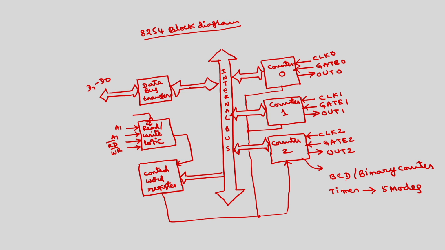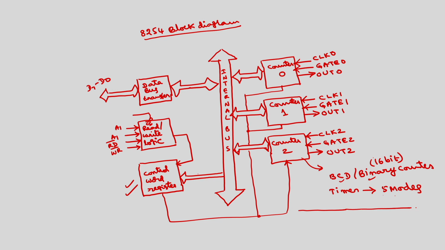Now, to operate this in 5 modes, and whether this is a binary counter or BCD counter, we need to set things up. These are all 16-bit counters, but you can also use them as 8-bit counters. In case of 8-bit counters, we have to load only 8 bits. In case of a 16-bit counter, first you have to load the lower order 8 bits, then the higher order 8 bits. These all depend upon the format of the control word register. The format of the control word register is similar to the 8255.